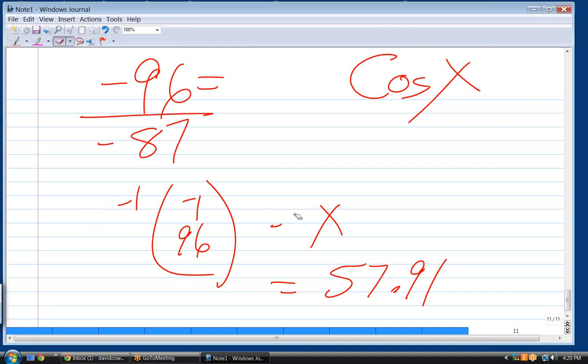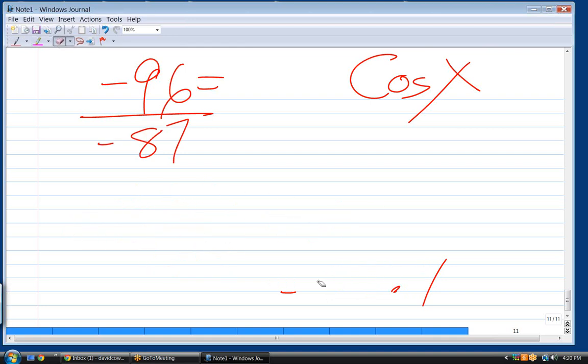What if you were going through this problem and you came up with something like this? What does that mean? Solve for x now. Okay. So it's the inverse cosine of negative 96 over negative 87 equals x. Okay. What do you get?